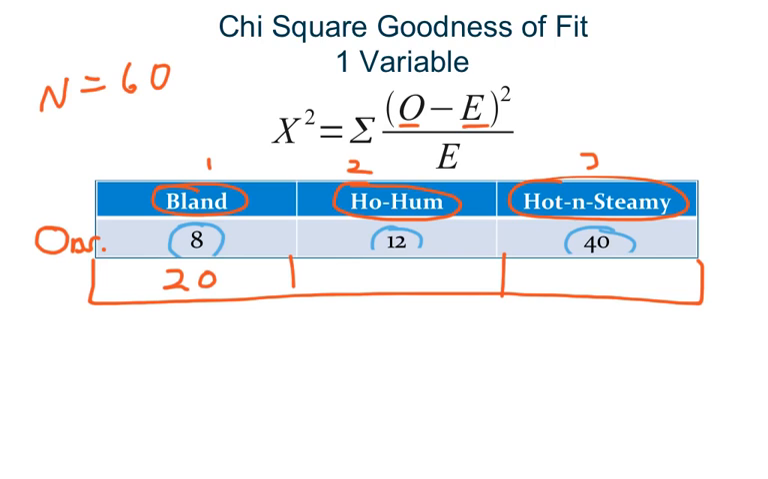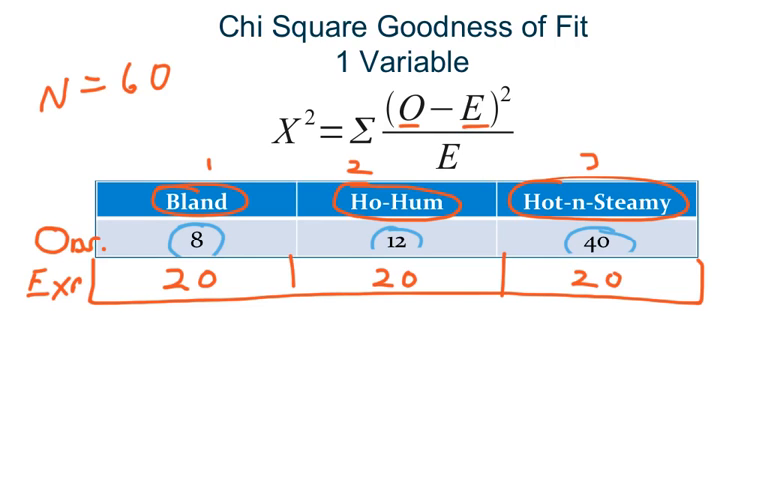So we would have 20 people in the bland category. We would expect another 20 in the ho-hum and 20 in the hot and steamy. This is the expected frequency. All I did was take N and divide by the number of cells in the study. We just distribute those 60 people evenly across the 3 groups. So we now have our observed and our expected, and we can plug them into the formula.